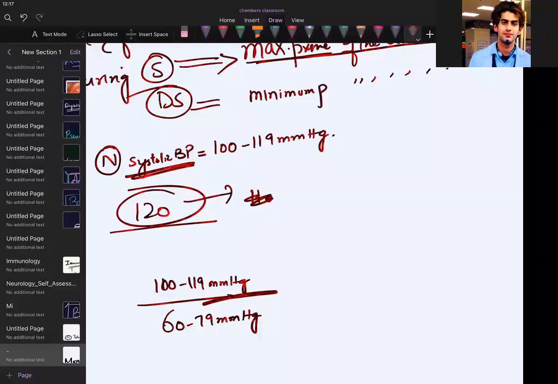And diastolic blood pressure is the minimum pressure recorded during the cardiac cycle. Since it is minimum during the diastole, that's why it is called diastolic blood pressure. Are we able to understand the fact?